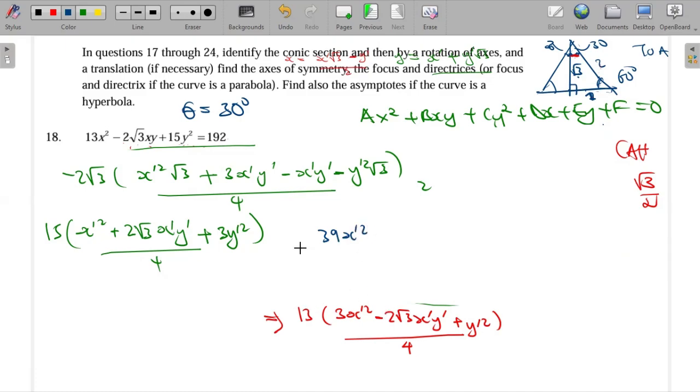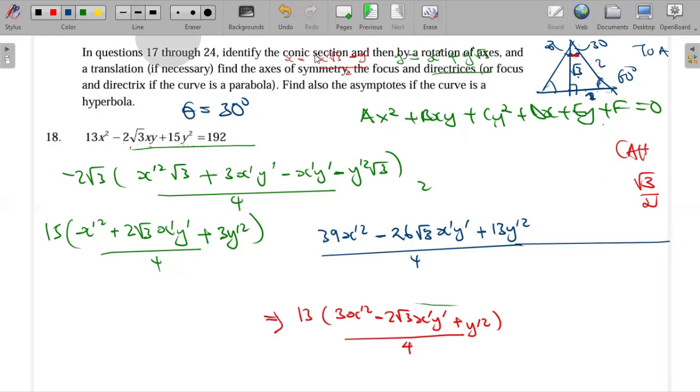Then that by that, which is 13 by 2, gives me 26. So that will be minus 26 root 3 x prime y prime. Then plus 13 y prime squared. Of course, over 4. Then here I can distribute again this here inside. So now I want to make it just into one thing. Okay, so this root 3 into there.